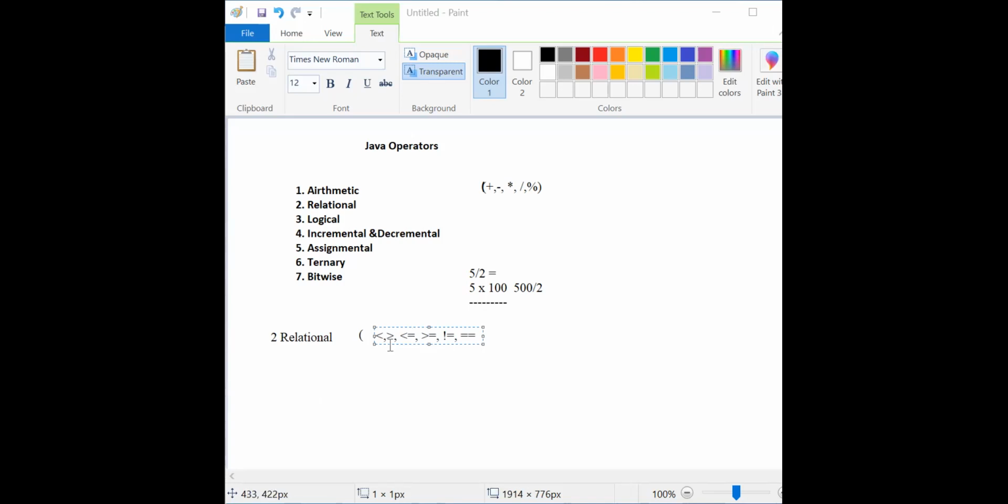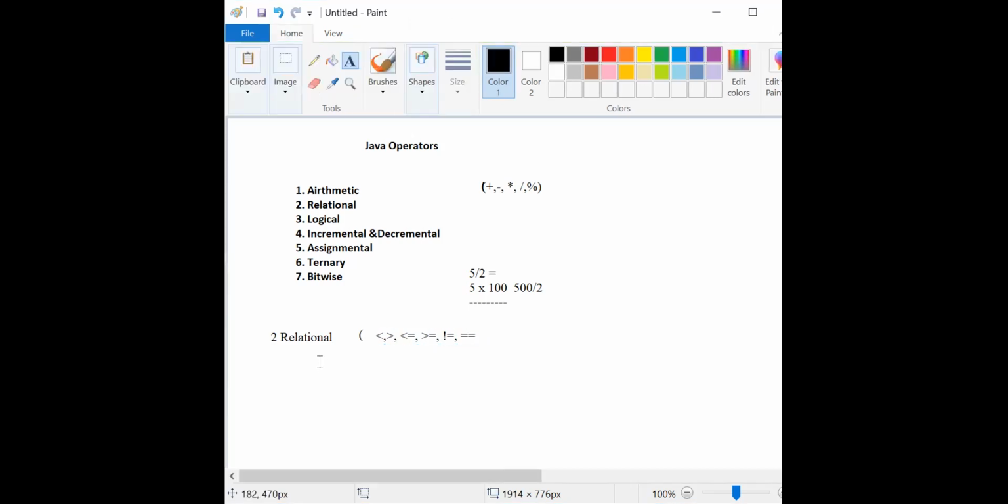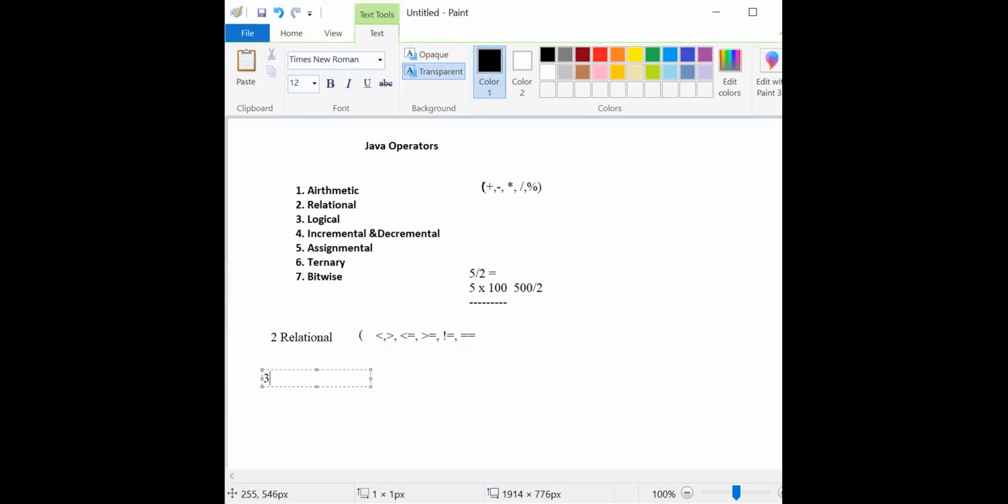So these types of symbols are very important actually. Whenever you write the program and whenever you develop programs, you must remember these operators. Okay, and the third one is the logical operator.